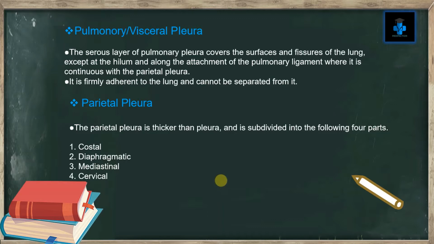Talking about parietal pleura, the parietal pleura is thicker than the visceral pleura, and it is subdivided into the following four parts. Number 1, costal. Number 2, diaphragmatic. Number 3, mediastinal. And number 4, cervical.